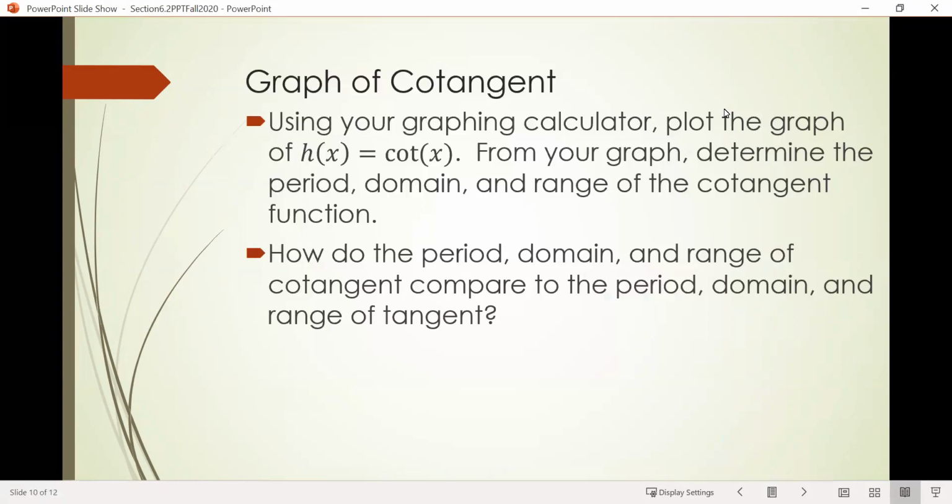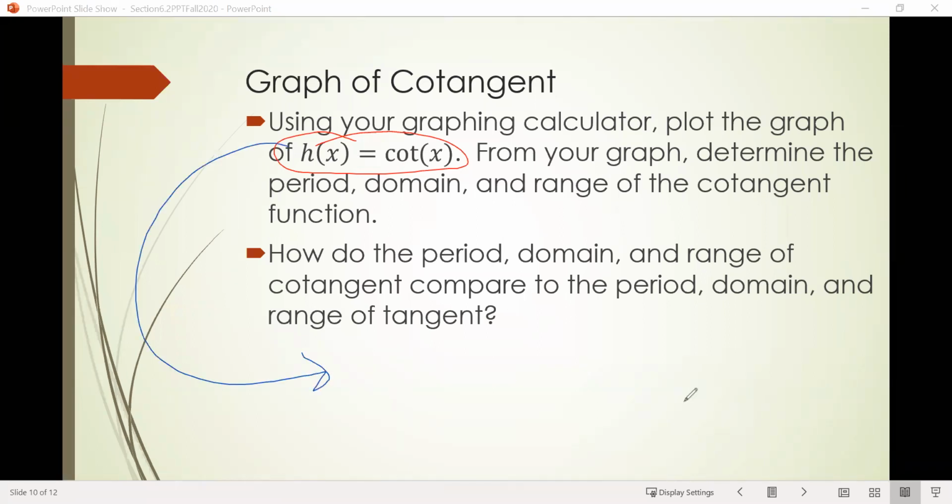All right, so something that I'm not going to go through, but I would like for you to do, on your graphing calculator or whatever graphing device you are using, is to take some time to graph now the cotangent function. And recall, if the calculator you are using does not have a cotangent button, you can use the identity for cotangent, which is 1 over tangent, to graph that, since that's the same as cotangent. And then from that graph, I want you to determine the period, domain, and range of the cotangent function.